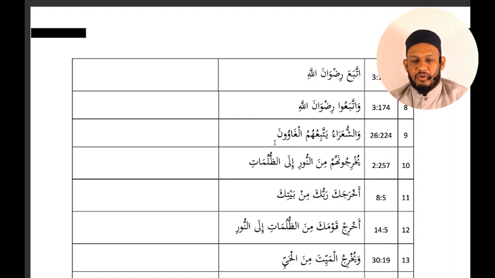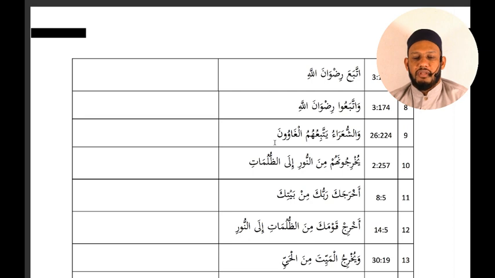Number 9. وَشُعَرَاءُ يَتَّبِعُهُمُ الْغَاوُونَ. وَشُعَرَاء, and the poets, يَتَّبِعُهُم, follows them. Where's the fa'il? The hum is not the fa'il. Look to the left. غَاوُون is the fa'il. Those who are astray, they follow the poets.